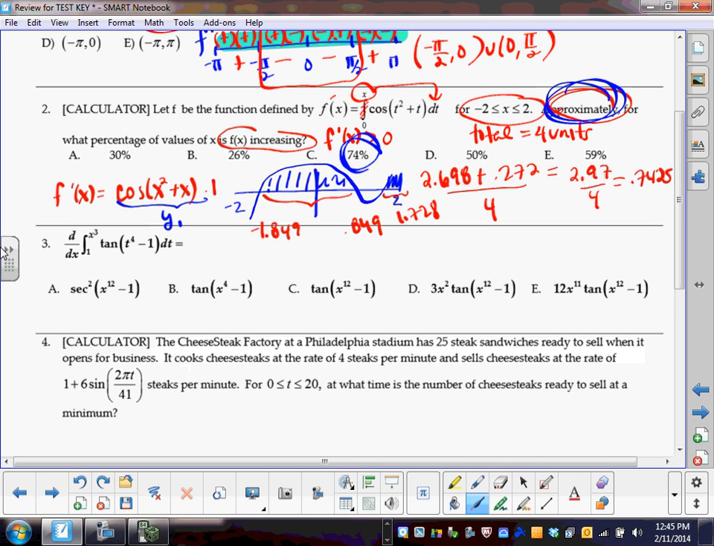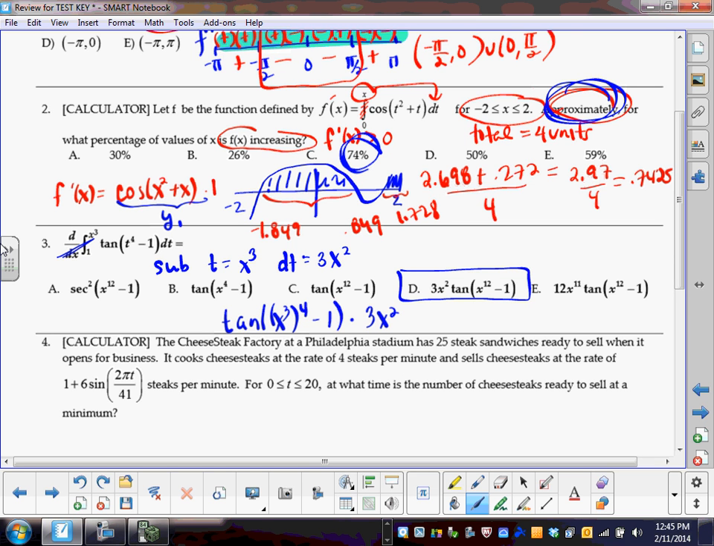Okay, the next part, again, is doing the fundamental theorem of calculus, where the derivative cancels the antiderivative. But this time, I'm going to substitute in t. It's going to get replaced by x cubed, which means dt has to get replaced by the derivative of t, which is 3x squared. So that makes this tangent of x cubed to the 4th minus 1 times the derivative of t. So that's going to be 3x squared tangent x 12 minus 1, or d.